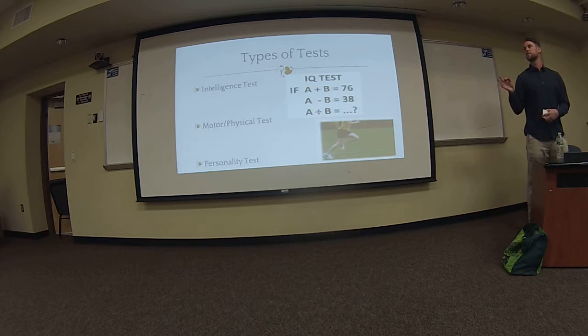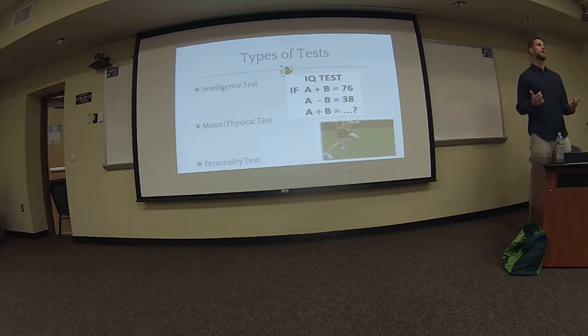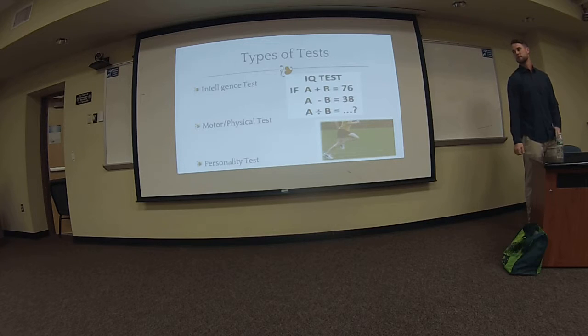There's 3 types of tests. Intelligence test, which looks for cognitive ability, which is pretty much like an IQ test. It sees like how you can think. It's more so ability. Motor physical test tests dexterity for like Marines, pilots. It's with your hands mainly. A personality test could be something like ink blots.